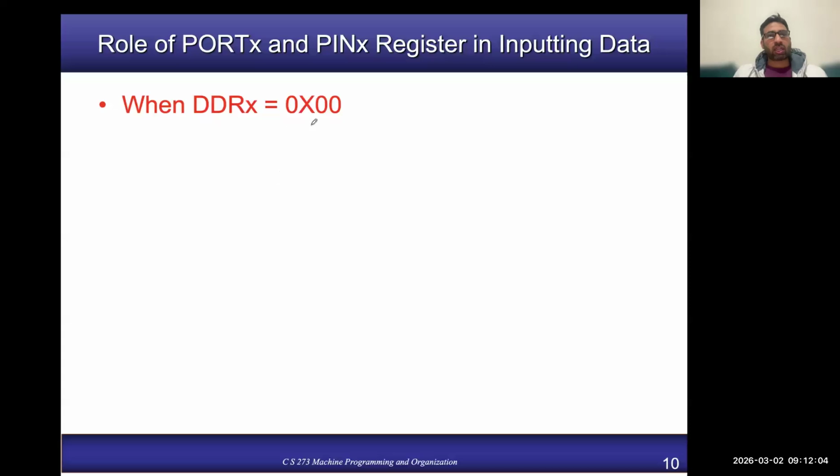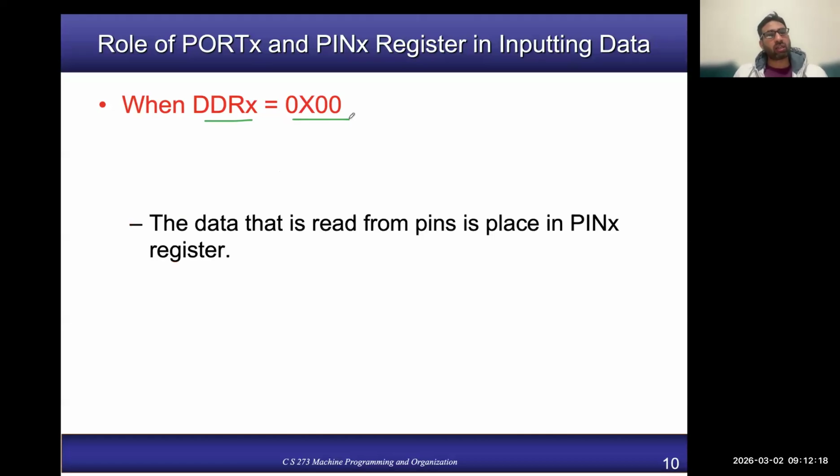Okay, now here is the second case, when the DDR register is set equal to all zeros, which means that you have configured a port as an input port. All the pins are configured in input mode. If it is configured in input mode, it means you want to read data from the external world. The data that is available on the pins will be read into the microcontroller, and it will be placed in the pin register that is associated with that port.